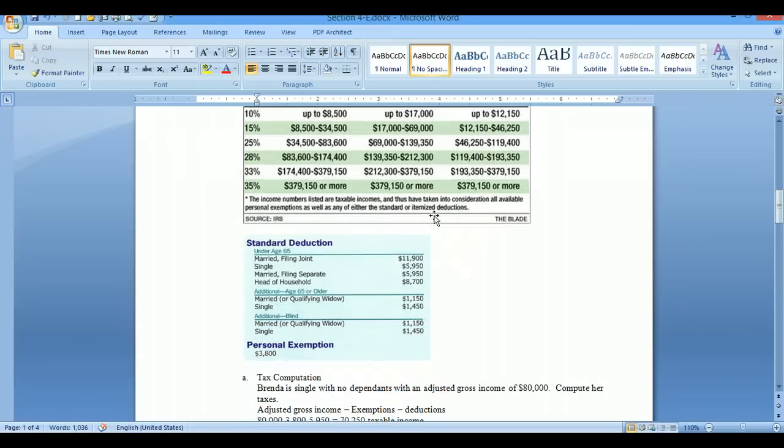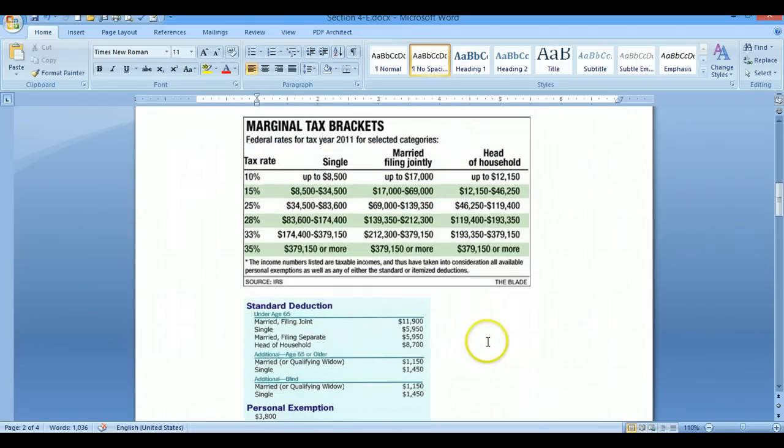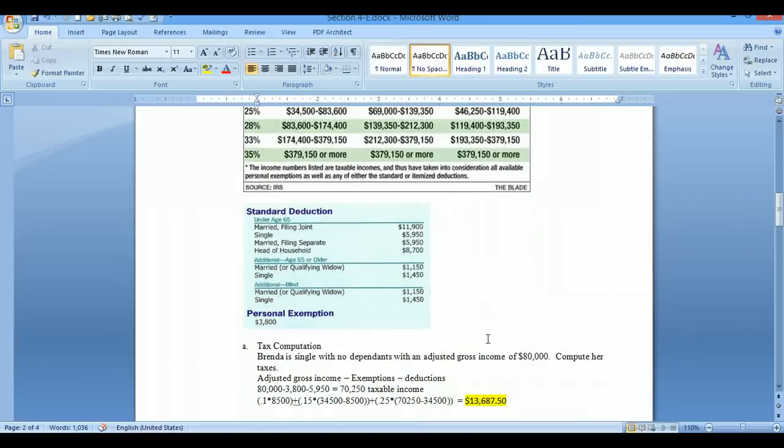The next thing that you need are the standard deductions. So people under 65, we have our standard deductions: married filing jointly, single, married filing separately, head of house, and then the additional information and the personal exemption of $3,800. These all change from year to year. As you know, you'll get a new 1040 EZ or different forms that you have to file for your tax bracket or tax margins and tax brackets.